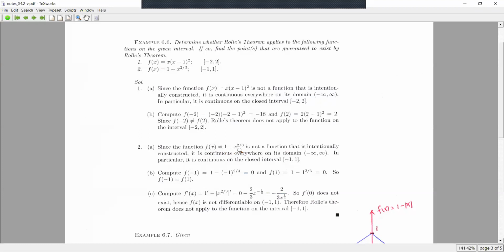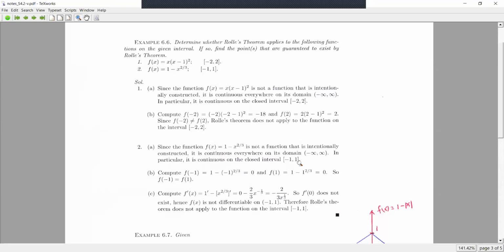So this function actually is computable for any number. So the domain of the function is -infinity to +infinity. Therefore, the function is continuous everywhere on -infinity to +infinity. In particular, the function is continuous on the given closed interval, -1 to 1. So the first condition of Rolle's theorem is satisfied.